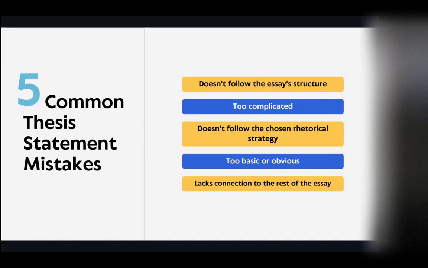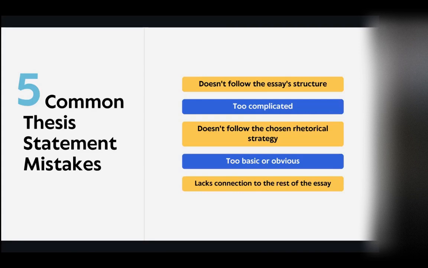This also links to the next mistake, which is it doesn't follow the chosen rhetorical strategy. So we've talked about the expository, analytical, and argumentative, right? So that's what we are talking about. For example, if you choose the argumentative essay, you have to make your thesis statement argumentative. You have to clearly state your stance in this argument. Same thing if you are doing a cause and effect essay, make sure that you clearly state that A causes B, something like that. Make sure that you do that for all of your essays with any chosen rhetorical strategy.